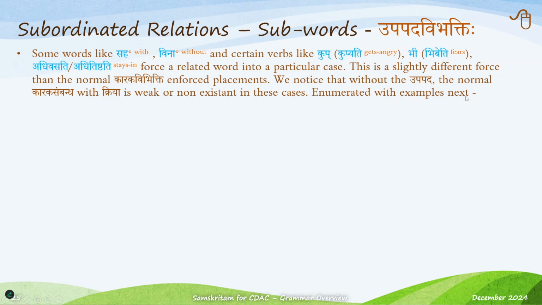Enumerated with examples next. Is this clear what I read out? I will read again. Some words like saha, vina, these are avyayas, that's why the 0 is there. Saha, vina, which mean with and without, and certain verbs like kup, bhi, anger, fear, which generate some feelings in us, or some forms of kriya padas like adhivasati, adhitishtati, with this adhi prefix attached to them.